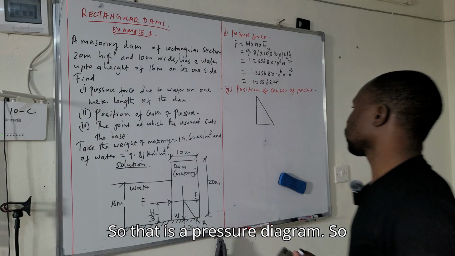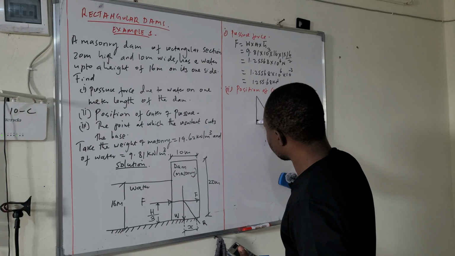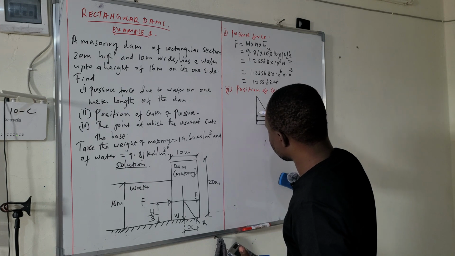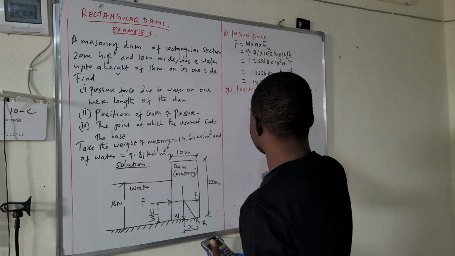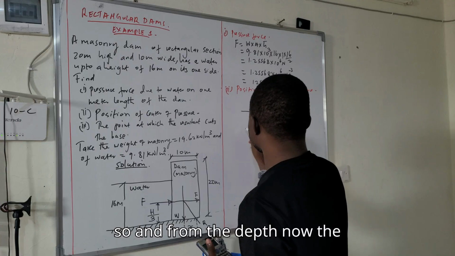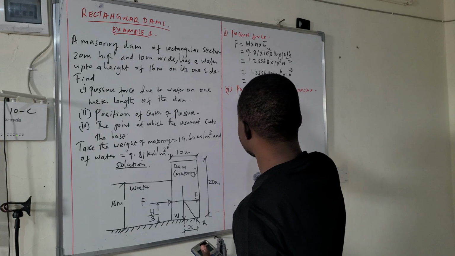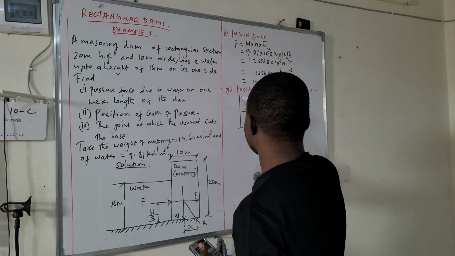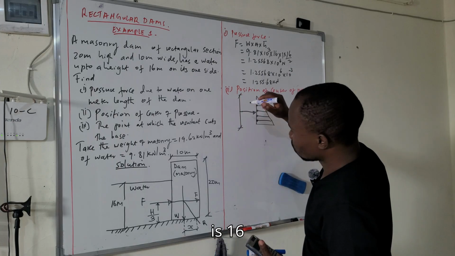So that is a pressure diagram. So this is the pressure acting on the wall. And our force here is at this point. And from the base, the height of this pressure is 16.